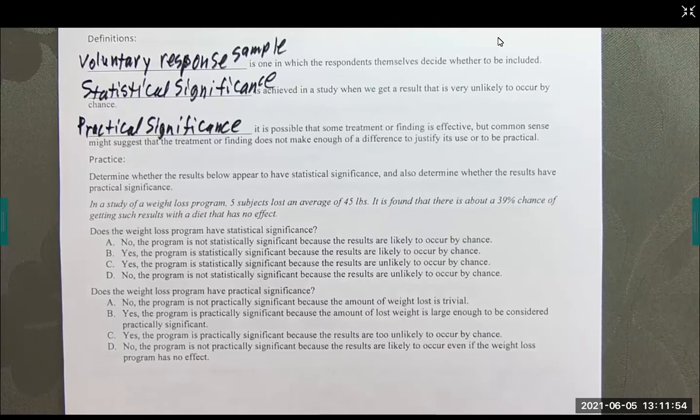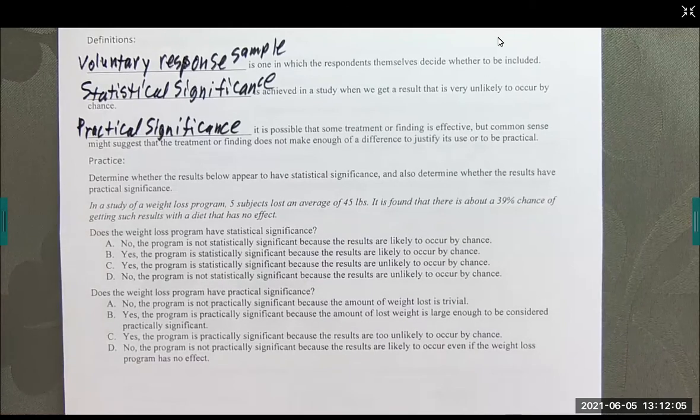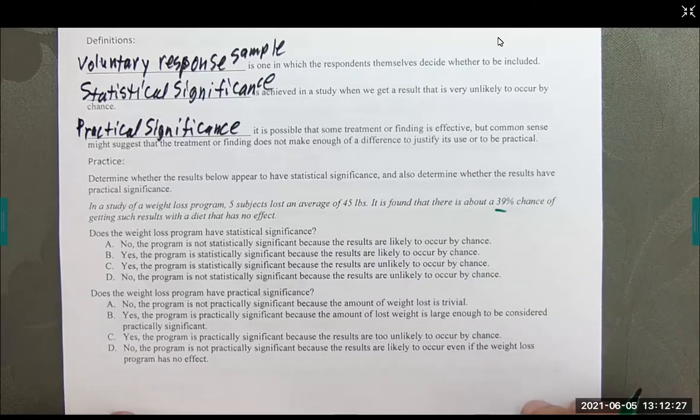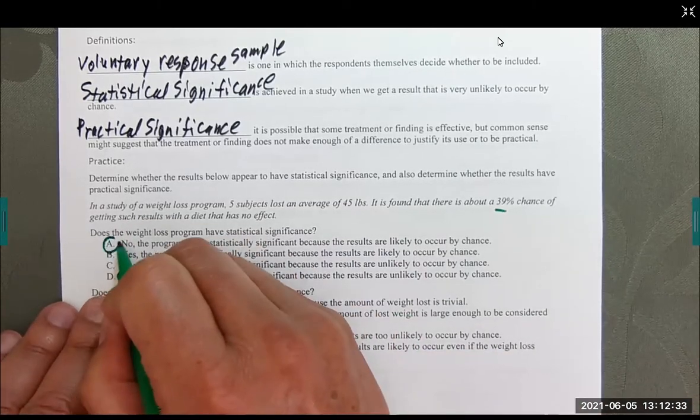And we're going to determine if it's statistical significance, practical significance, and why. So the first one, we have in a study of a weight loss program, 5 subjects lost an average of 45 pounds. It is found that there's about a 39% chance of getting such results with a diet that has no effect. So in this case, does the weight loss program have statistical significance? Meaning, could it happen by chance? It could happen by chance. 39%, that's quite high. So I'd say it's not statistically significant because it's quite a high probability that it could happen by chance.